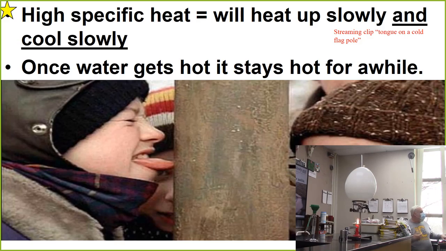Okay. So high specific heat will heat up slowly and it will also cool slowly. For example, you see this metal pole. This is a flagpole. You guys seen this clip? This is from Christmas Story. The double dog dare, all right. What does he do? Flick puts his tongue on the flagpole. What happens? He gets stuck. That actually happened here several years ago. I remember there's a girl, she did this to the flagpole out in front here, right out front.